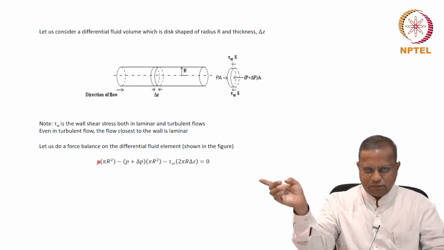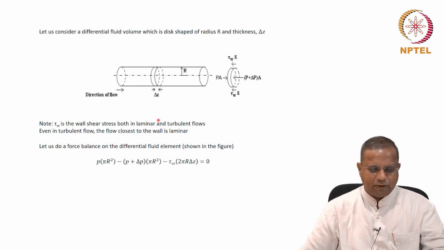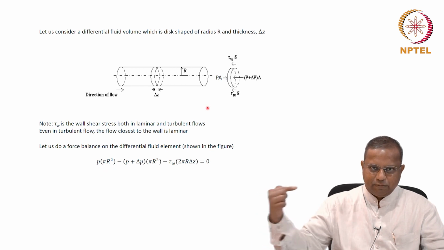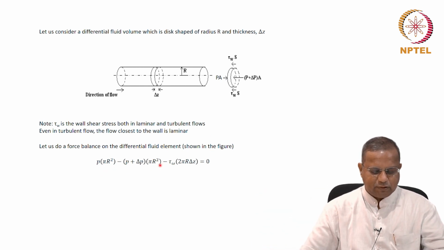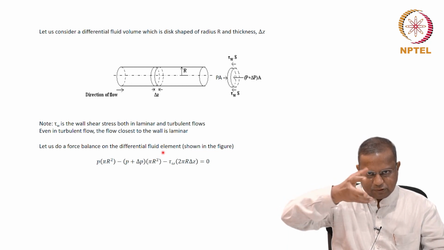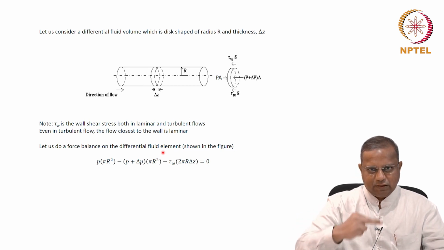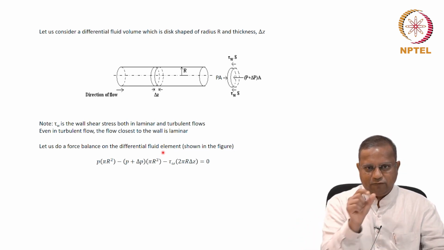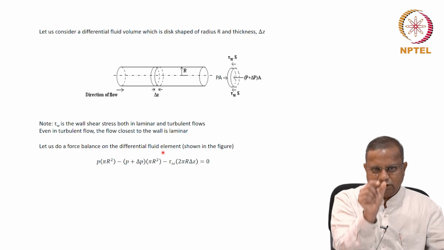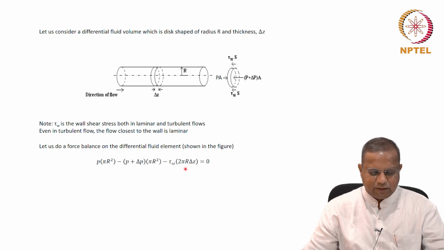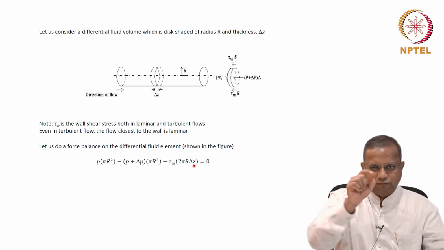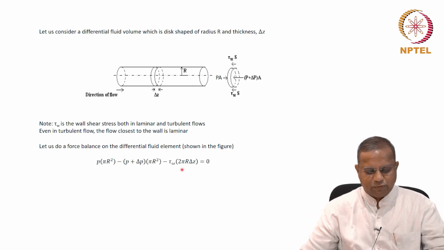this is the direction, the positive z direction. Therefore, P times pi r squared is the area here, minus P plus delta P times pi r squared, minus, because this shear force is acting in this direction, shear force is nothing but the wall shear times the area of relevance. The area of relevance is the circumferential area of this element. That circumferential area is nothing but 2 pi r, the circumference, times the thickness, delta z, 2 pi r times delta z. So this force is nothing but tau W times 2 pi r times delta z.